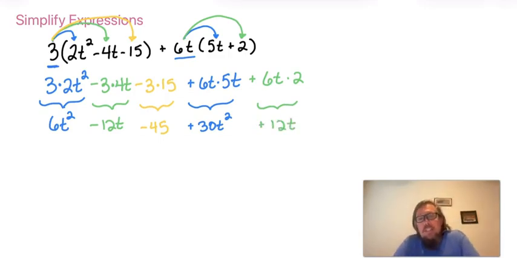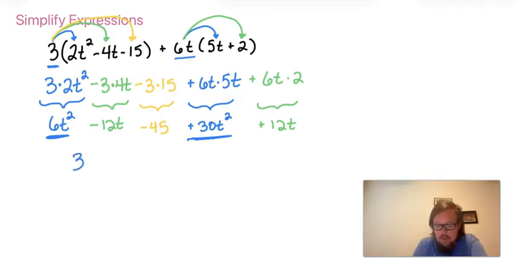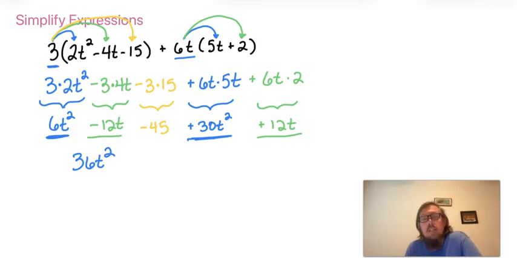So the last thing that we need to do is we need to look and see if we have any like terms that can be combined, and we do. For example, we've got a 6t squared and a 30t squared. Since those are both t squared, we can combine those into 36t squared. We also have a minus 12t and a plus 12t, and those cancel out. Negative 12 plus 12 is 0, so we have 0t, which we don't need to write.